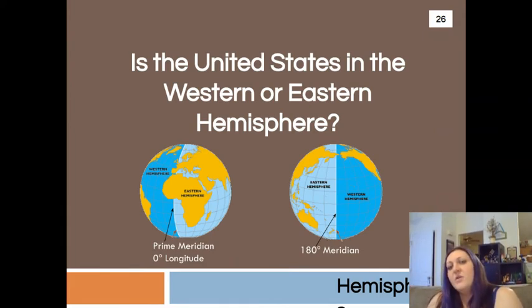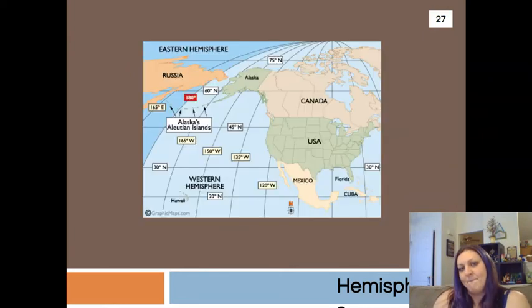Question for you on your notes. Is the United States in the Eastern or the Western Hemisphere? If we look here, this says Eastern Hemisphere up here where Russia is. United States, Western Hemisphere, baby.